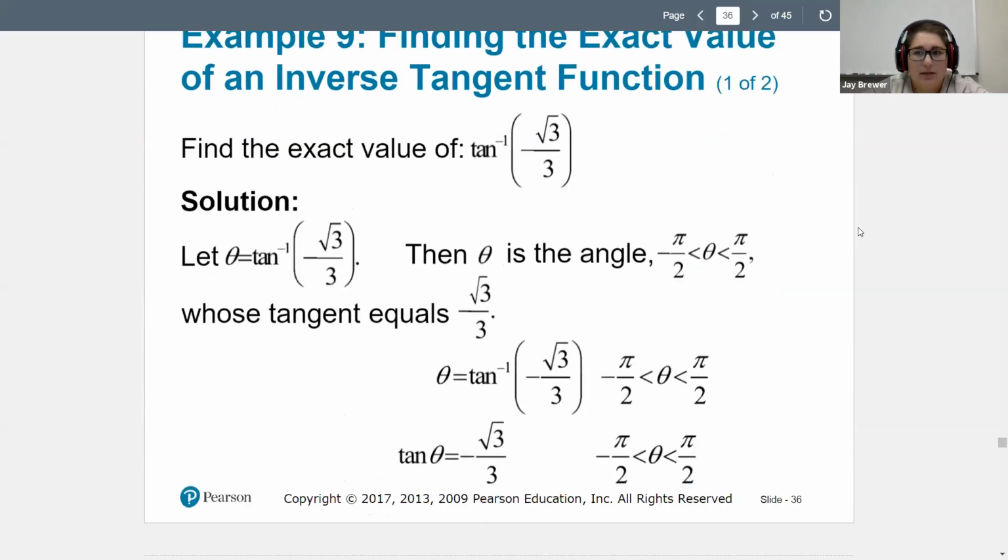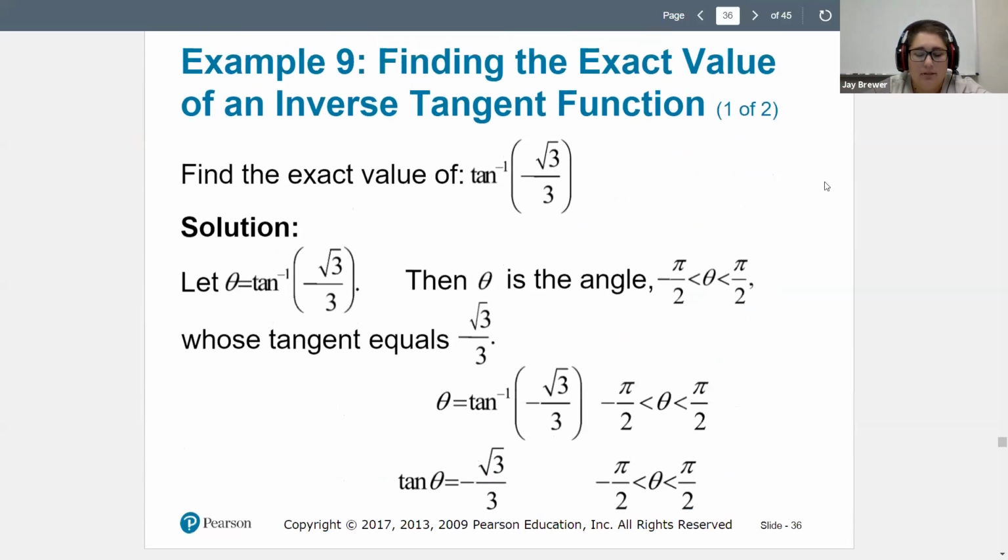I imagine chapter 8 is going to get harder, but right now it looks like it's pretty nice. All right, example 9, finding the exact value of an inverse tangent function. So if we want to find the inverse tangent of negative radical 3 over 3, what do we do? What would that answer be? So you want to find the angle between negative pi over 2 and pi over 2, whose tangent equals negative radical 3 over 3. When do you think that happens?